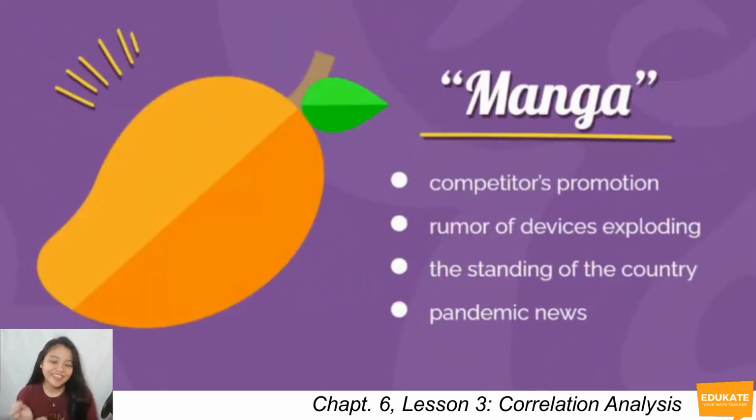Suppose you are the CEO of Manga Company. Manga Company is a Filipino-based company which is selling technological devices: laptops, desktops, smartwatches, smartphones, earphones, and others. You are trying to predict the next month's numbers. Here are some of the variables that we can look at: the competitor's promotion, number of devices exploding, the standing of the country, pandemic news.